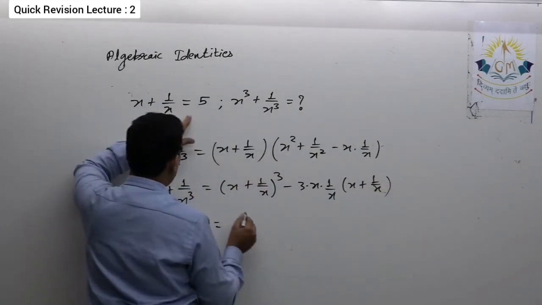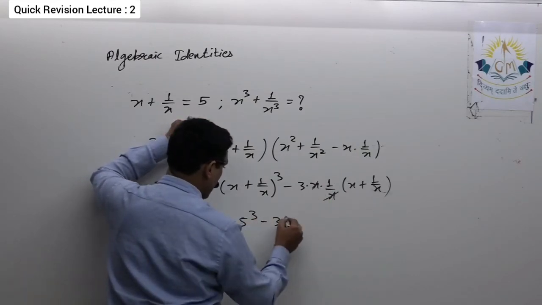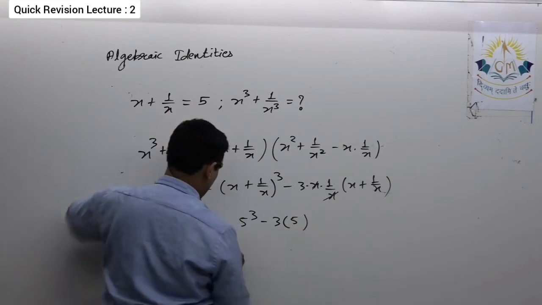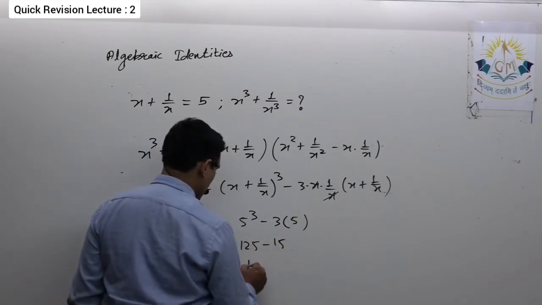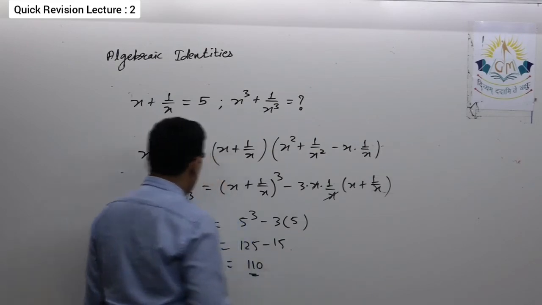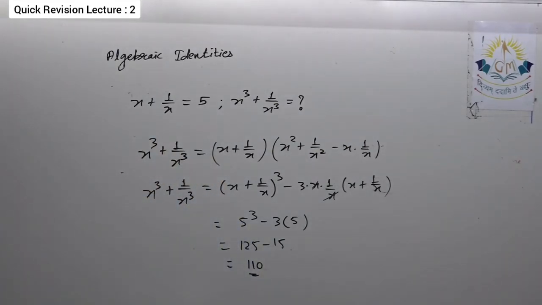So here x plus 1 upon x is 5, so 5 cube minus 3 into, again, 5, that is 125 minus 15, so that is 110. Okay, so note it down, then we'll see the next question based on a different identity.